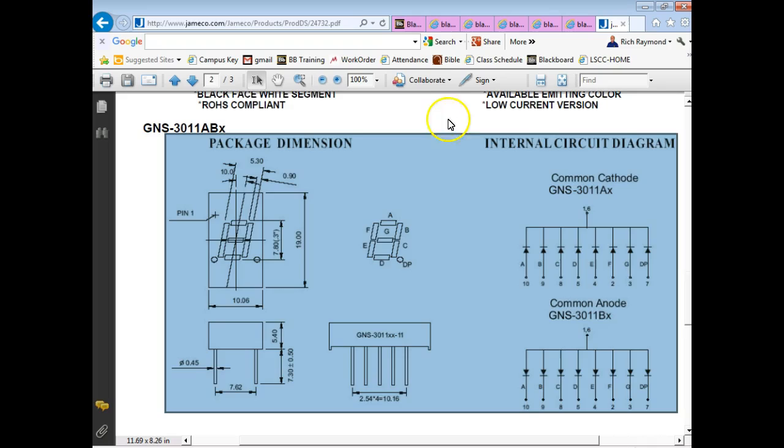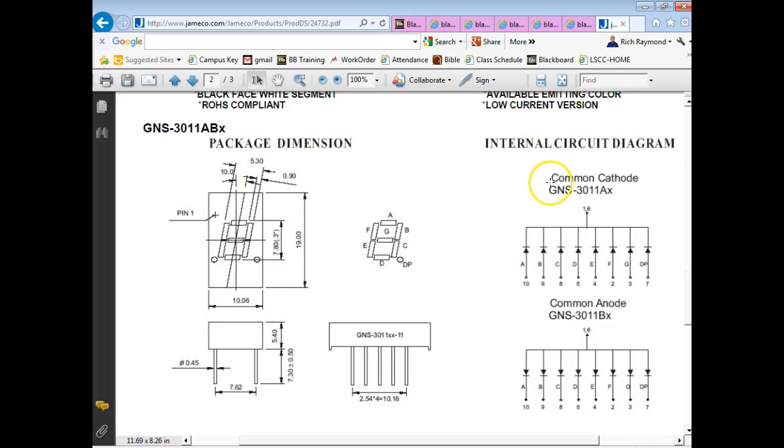So this guy right here, we call it a what? Common cathode. Can you see why? Because it's got all the cathodes connected together. And they call this a common anode because it's got all the anodes connected together. So with the common cathode, we connect the cathodes to ground, and then I put a high on each one of the anodes. So common cathodes, we turn those on with highs. Common anodes, we turn those on with lows.